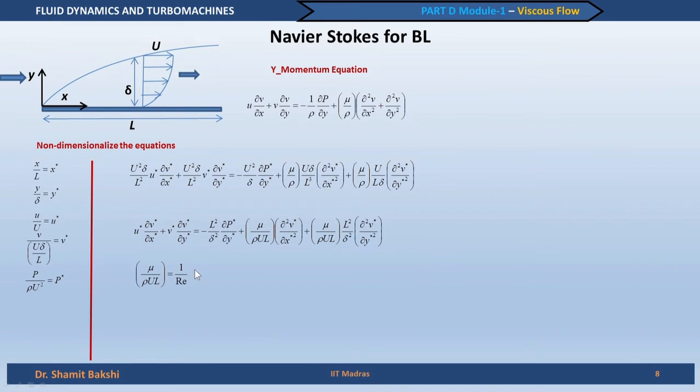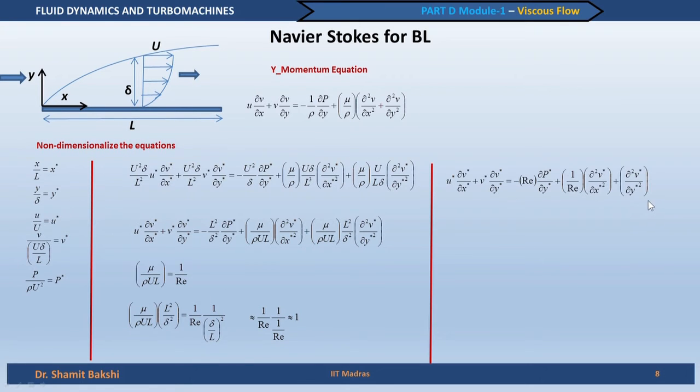So, this can be resolved in the same way as we did before. Mu by rho u L is 1 by R e, okay, and then mu by rho u L into L square by delta square, which appears as a coefficient here, is of the order of 1 as similar to before, and L square by delta square is of the order of R e, because L square by delta square can be written as 1 by delta by L square, that is 1 by R e, that is R e essentially. So, L square by delta square is of the order of R e.